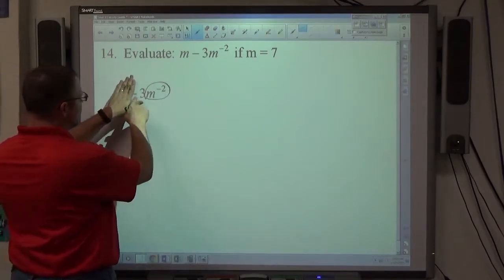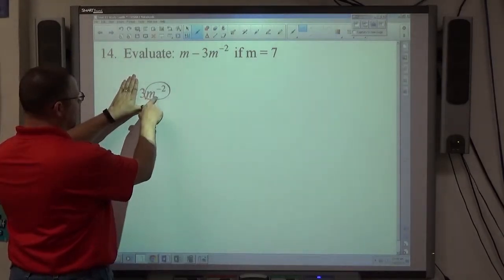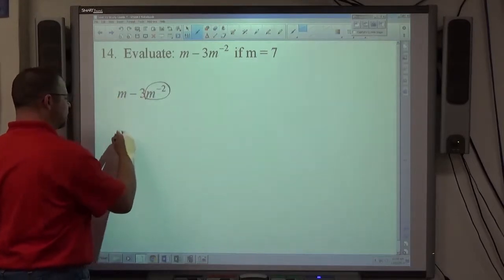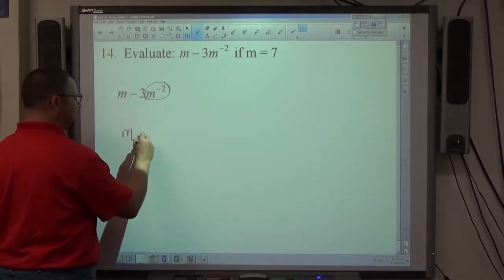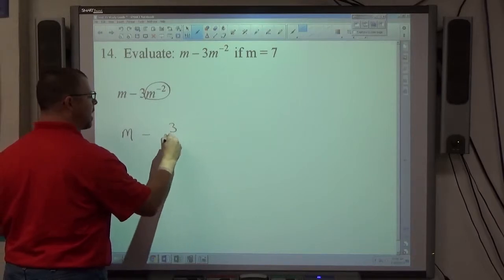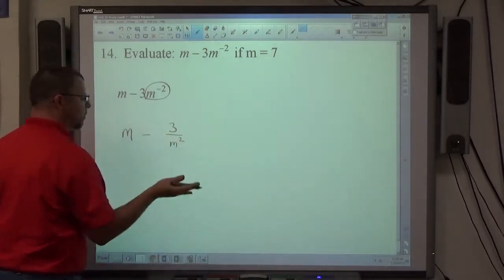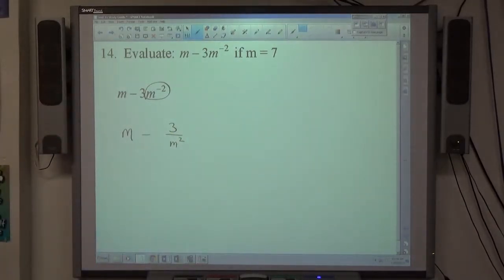And this minus sign separates terms. So that term right there has a negative power in it, this term doesn't. So this first m just stays m, the minus stays minus, the 3 stays on top, the m squared moves to the bottom. So rewrite the problem into a structure that's easier to evaluate. So that's an easier to evaluate structure.